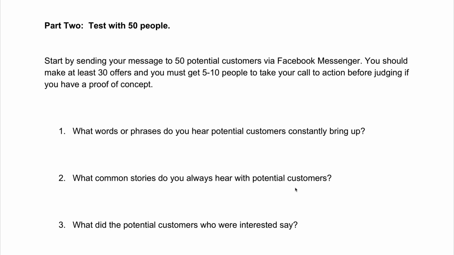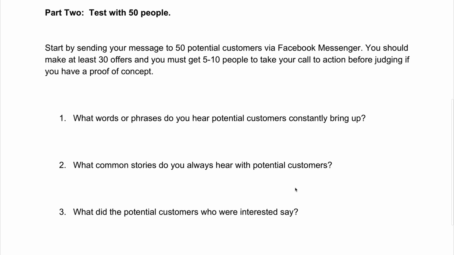So just make sure that you stay around the 50 people mark, and that is ideal because you want to get to that point because that's a significant amount for you to be able to really identify if any of this actually works. So you'll start by sending your message to 50 potential customers via Facebook Messenger, and you should make at least 30 offers, and you must get 5 to 10 people to take your call to action before judging if you have a proof of concept.